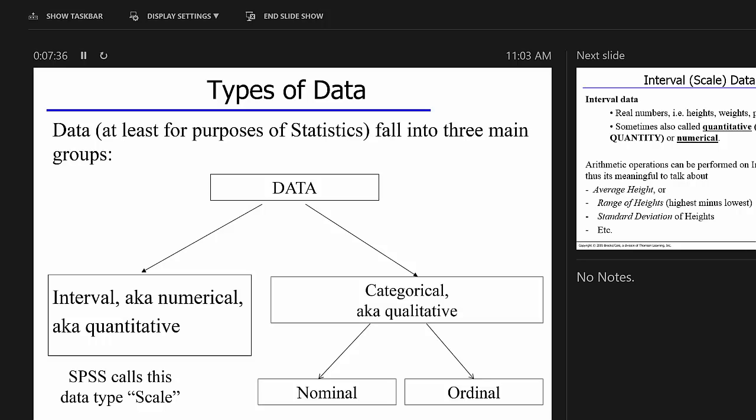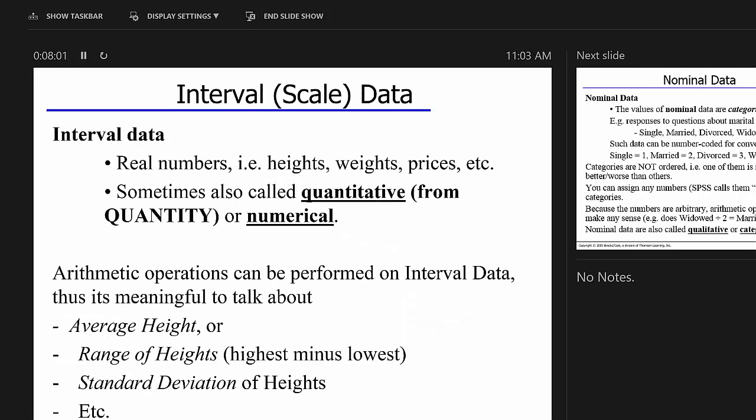Like I said again, SPSS has a slightly different name. It's called scale, okay? Another big group of data is categorical data, also called qualitative as opposed to quantitative. Categorical sounds like it has categories, right? A bunch of categories. So this data is not numerical, all right? Let's take a look at the examples.